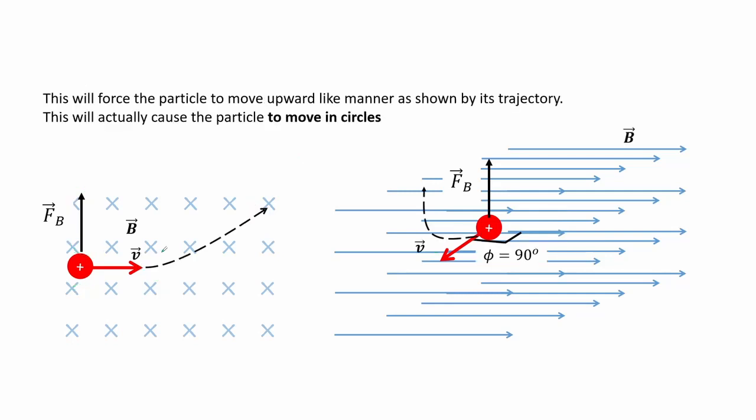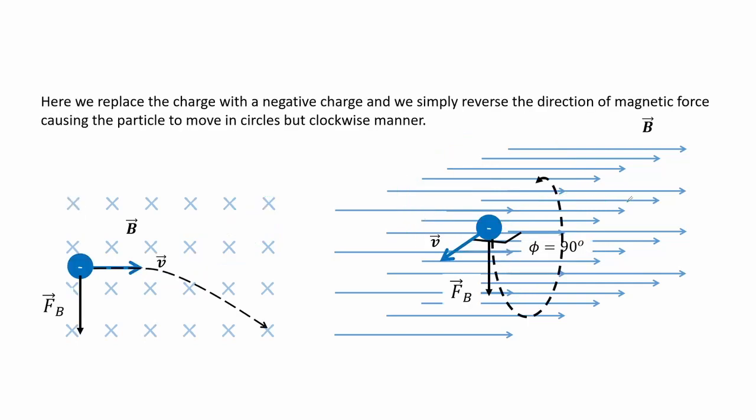This will deflect the particle to move upward in like manner as shown by its trajectory. This will actually cause the particle to move in circles. Here we replace the charge with a negative charge, and we simply reverse the direction of the magnetic force, causing the particle to move in circles but in a clockwise manner.